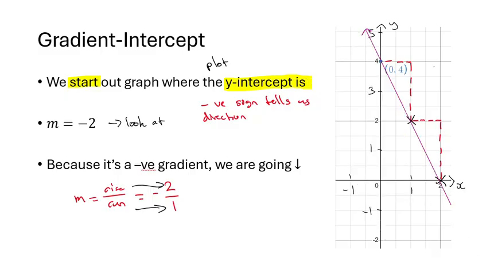Then you label it exactly how you would typically: y equals negative 2x plus 4. You label this as (2, 0) because that's the x-intercept. You've already labeled your y-intercept, and then you just go on from there.